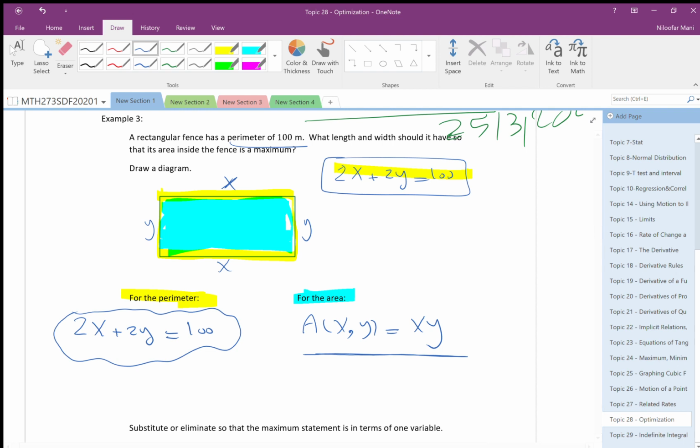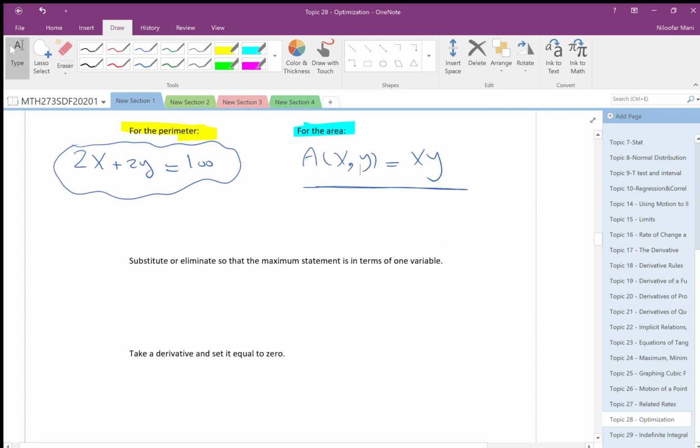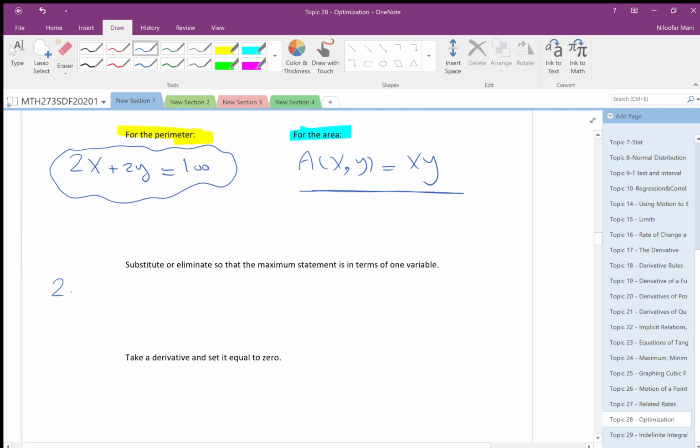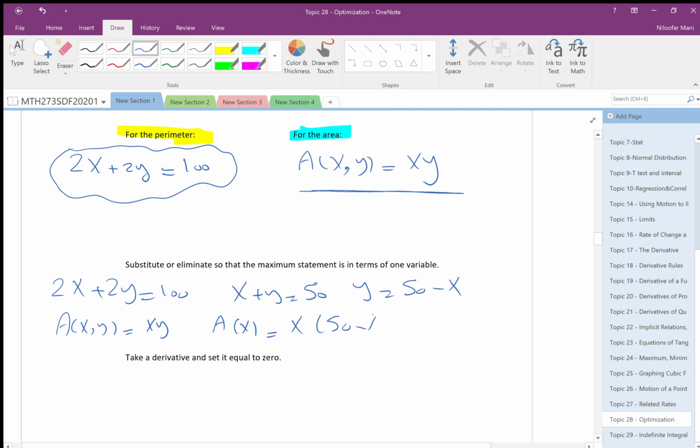I can eliminate y. How do I eliminate y? I go here and I just substitute. So 2x plus 2y is 100, so x plus y is 50. So what is y? y is 50 minus x. And then I can change the area. Instead of xy, the area is x times (50 minus x), which is 50x minus x squared.